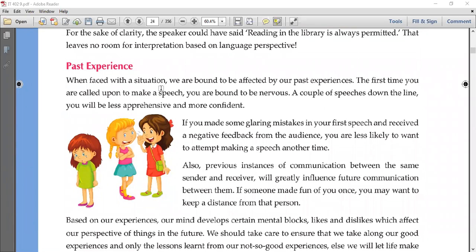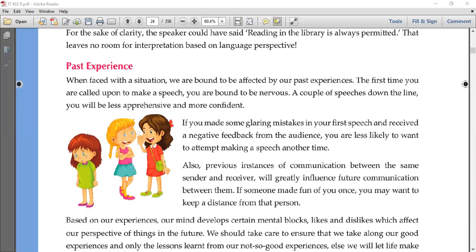Then perception also depends upon past experience. So when faced with a situation, we are bound to be affected by our past experience. The first time you are called upon to make a speech, you tend to be nervous. The first time someone asks you to give a speech, you get nervous, okay? A couple of speeches down the line, you will be less apprehensive and more confident when you speak. If you have given two or three speeches, you get confidence, right? So the perception of the person also changes as per the experience.